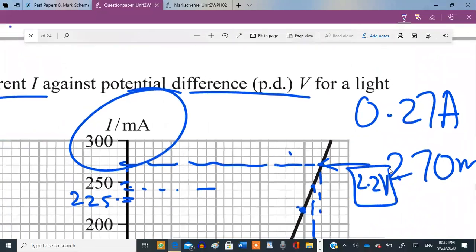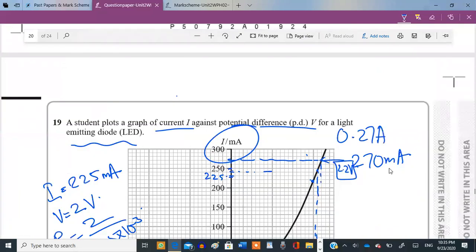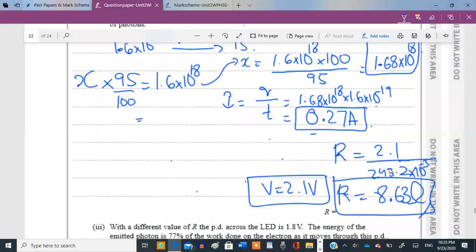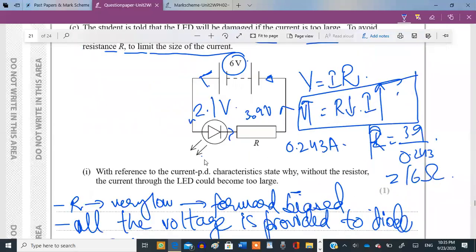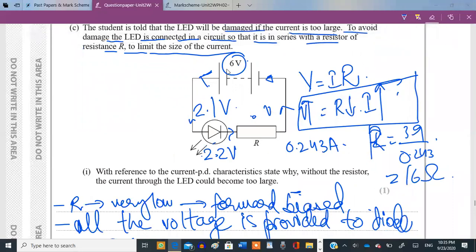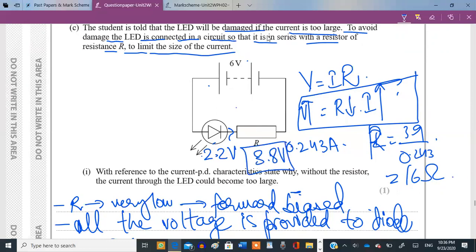So now once you have the voltage, 2.2 volts, this is the voltage across the diode. In this circuit, this is the voltage across the diode, 2.2 volts. What's the voltage across the resistor? It's gonna be 6 minus 2.2, right? Is this clear? It's gonna be 6 minus 2.2, the voltage across the resistor. Hello? It's gonna be 3.8 volts. Okay.